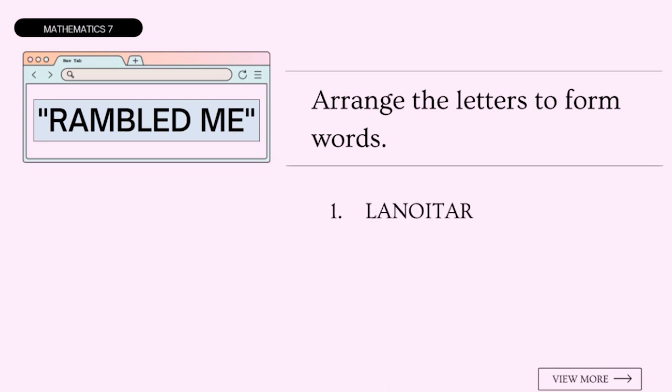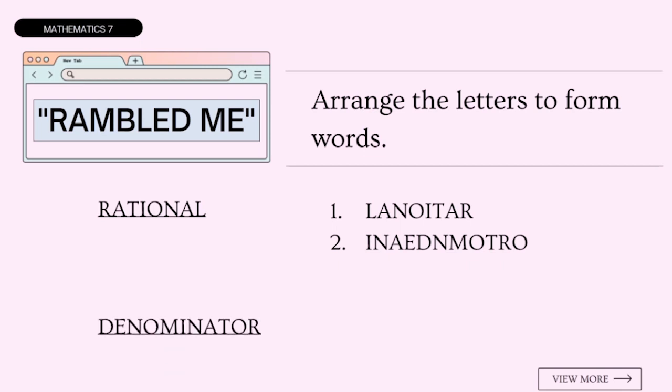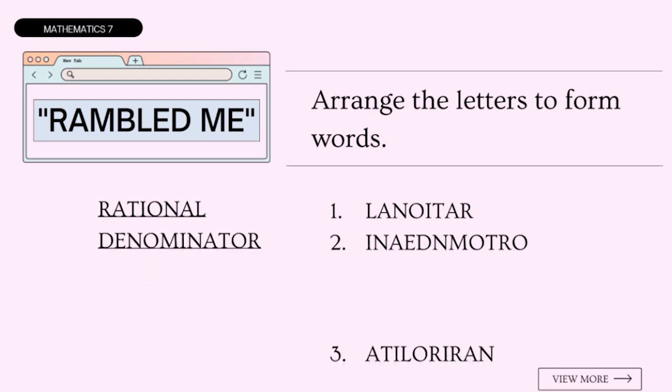Number 1. A number that is expressed as the ratio of two integers where the denominator should not be equal to 0. That's right, rational. How about number 2? A fraction is the number of equal parts the whole is divided into. It's the bottom number of a fraction. Correct, denominator. Let's have number 3.